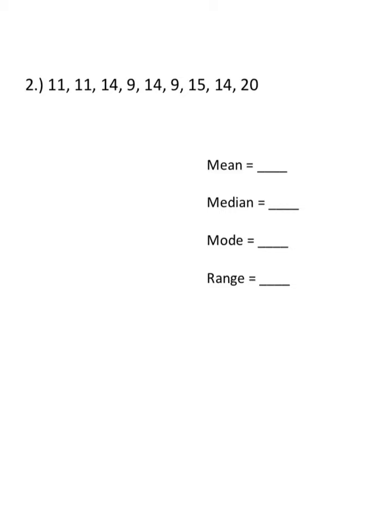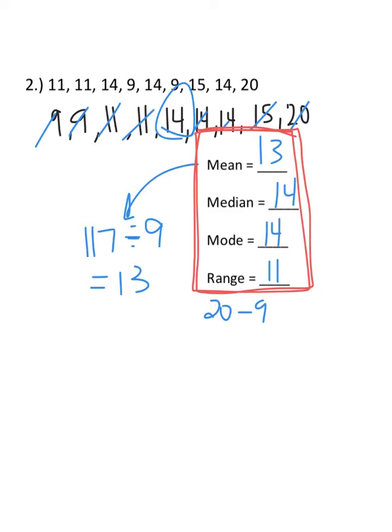Taking a look at example 2, so again, we want to go ahead and complete this example and then check our answers with mine. Here are your answers for example 2. The mean is 13, the median is 14, the mode is 14, and the range is 11.